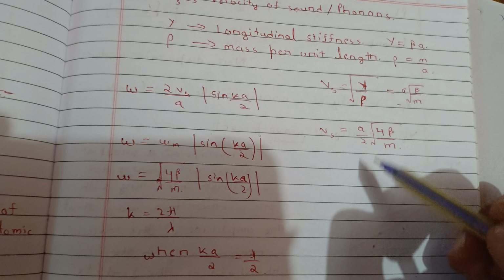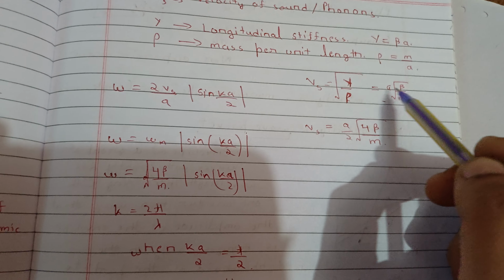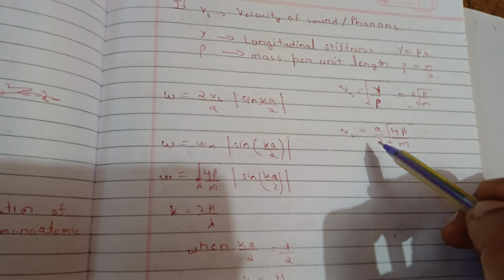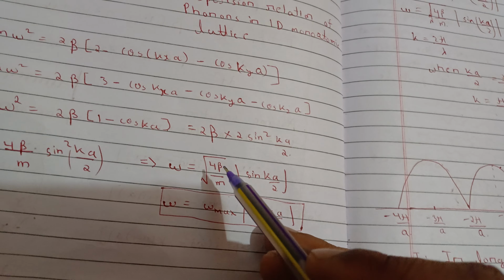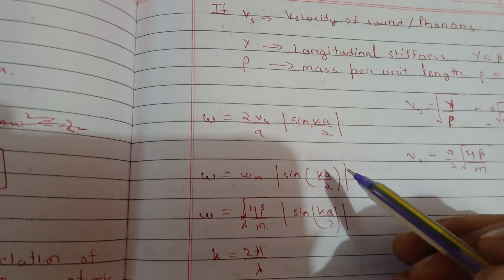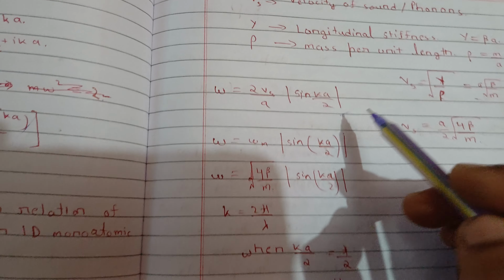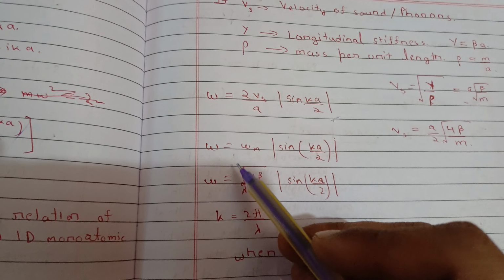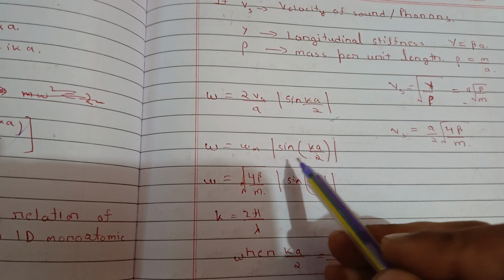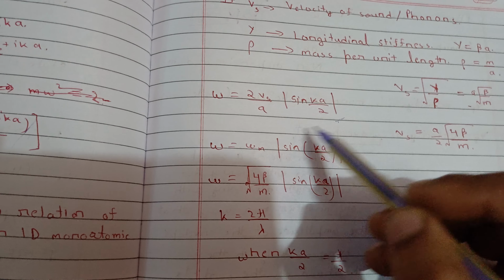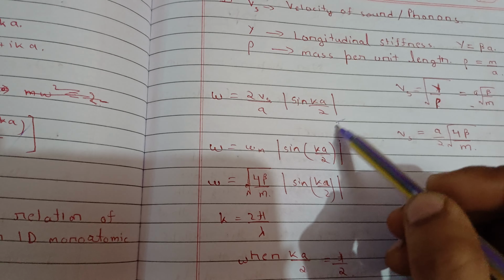From here we can take 4 inside the root and divide it by 4, so we'll get this equation. Now from here we know root of 4 beta by m will become 2 Vs by a. Now substitute this in this equation, the root of 4 beta by m. So this will give us omega equal to this. So we can rewrite this equation like this. Now omega will be omega m sine ka by 2, and omega m is nothing but root of 4 beta by m, sine ka by 2. Okay, so both equations are the same, so we'll use this equation to find the various results.